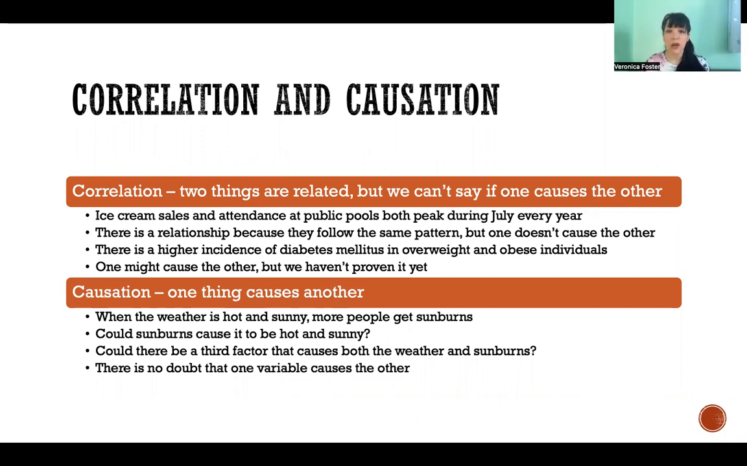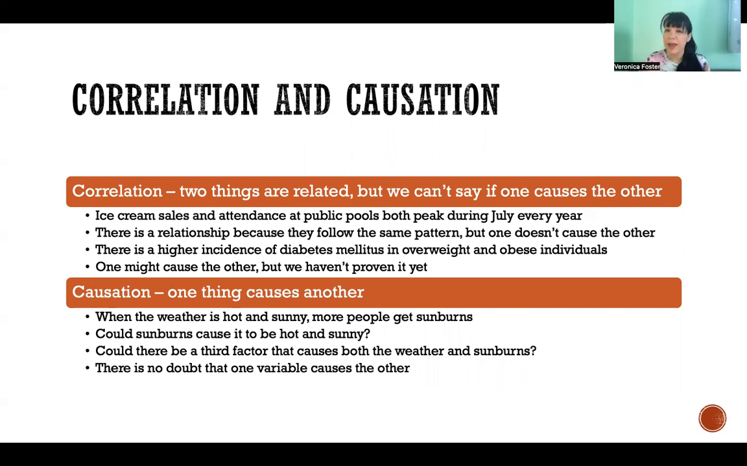It's possible that one causes the other, but until we can demonstrate causation statistically with good research, we would say that they're correlated because we can't necessarily say which one causes the other, if at all. So for example, ice cream sales and attendance at public pools both peak during July every year. I made that up completely. I have no idea if that's true, but I just made that up for an example.